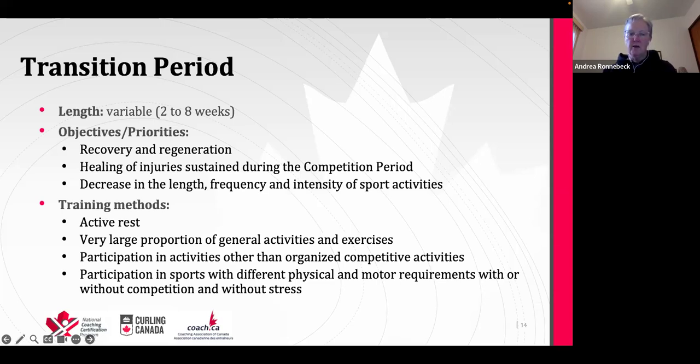Active rest, large proportion of general activities and exercises, participation in activities other than organized competitive activities. But as I say, when you've got a multi-talented athlete, that's really hard to control. So you just need to work with what you've got. So you also want them to participate in sports with different physical and motor requirements, hopefully without the competition and without the stress.